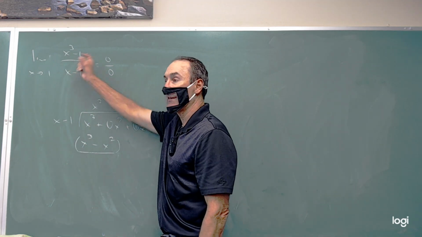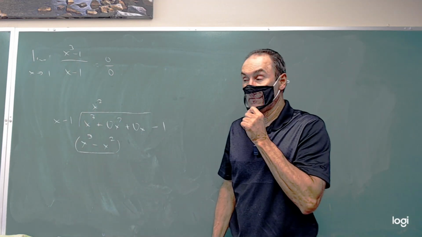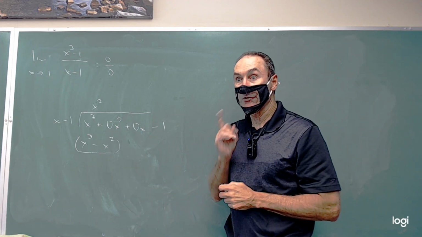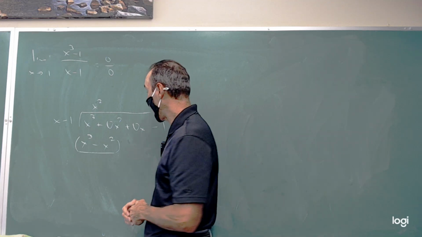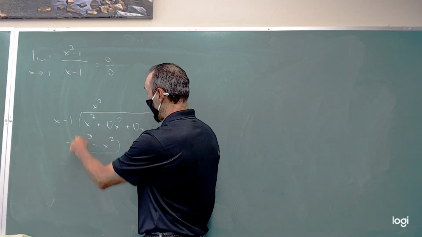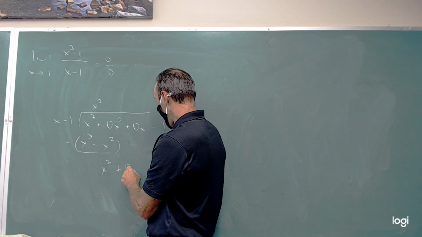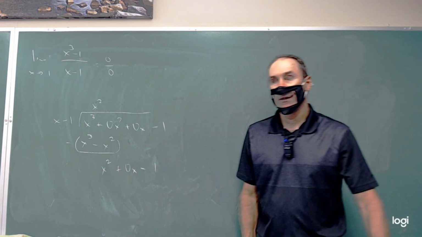So knowing the factorization of the difference of 2 cubes, that's not critical. Long dividing polynomials, that's critical. You got to know that. We're subtracting this. That's gone. 0 minus the negative makes that x squared. 0x minus 1. We do it again.